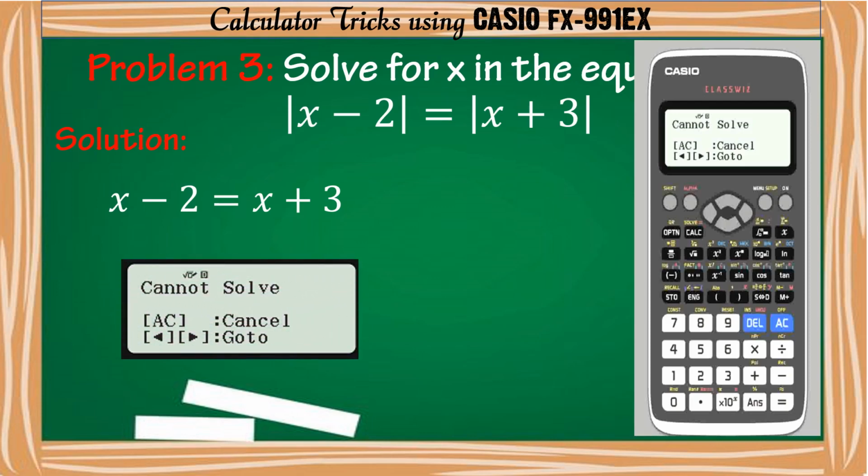So, yan. Pag nagtanong ang bata, ma'am, bakit po cannot be solved? So, you can ask them so that they can justify their answers. Bakit? Kasi nga, makakancel yung x. Magiging 0x.